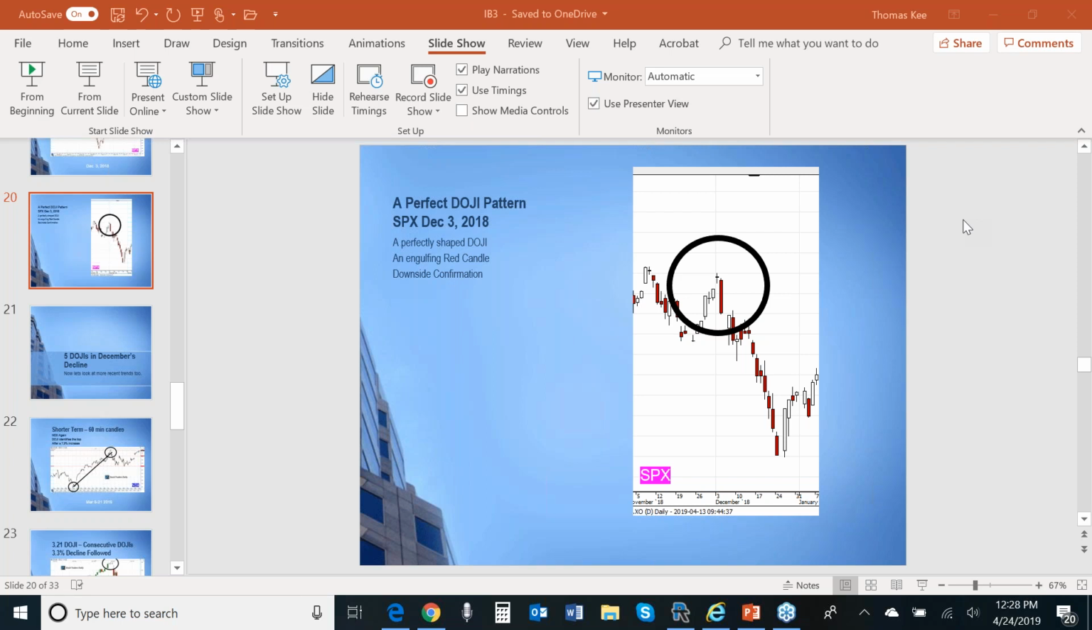In the December decline, there were 5 dojis. So if you took money early one time, you could have gotten back in and gotten back in again and again, right? So this is a trading tool. This is not a buy and hold instrument, and you need to be willing to take profits.